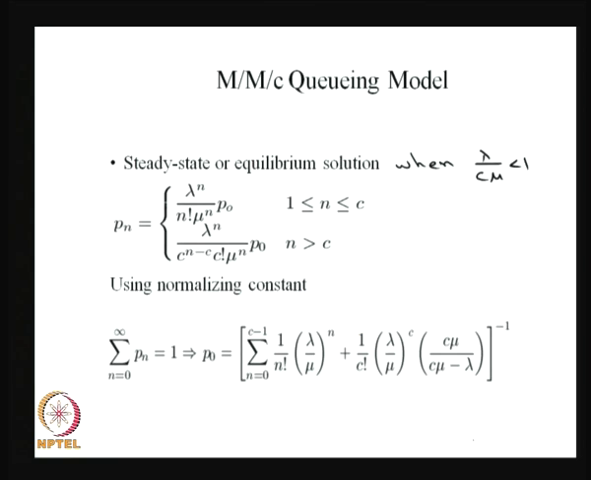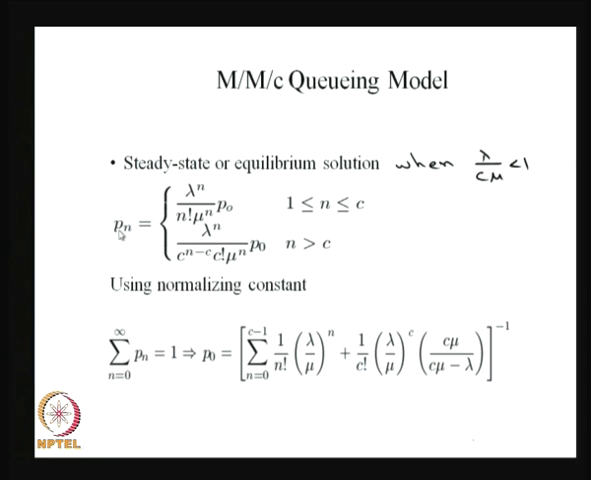Now our interest is to find the steady state or equilibrium solution. Since it is an infinite capacity model, if you observe the birth-death process with the infinite state space, you need a condition so that the steady state probabilities exist. Whenever lambda by C mu is less than 1, you can find the limiting probabilities.